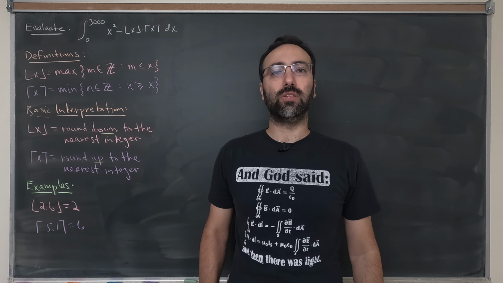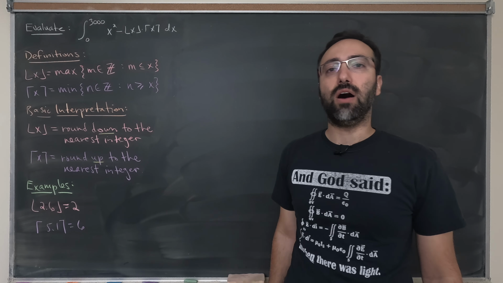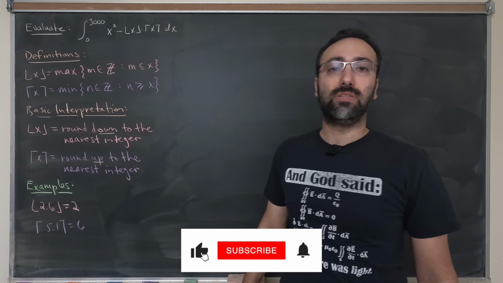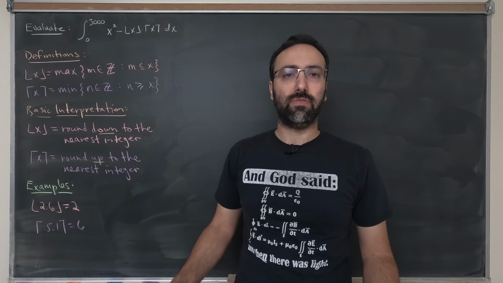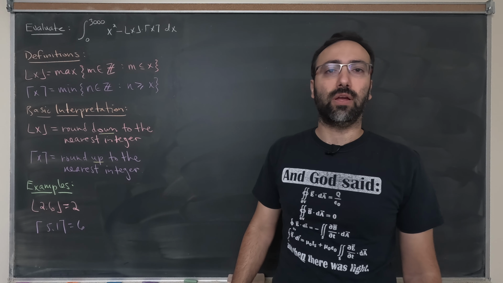Hi, today we're going to look at an intriguing integral. It's the integral from 0 to 3000 of x squared minus the floor of x times the ceiling of x dx. Before we jump into it, let's look at a few definitions and examples of what the floor and ceiling functions are like, how they behave.